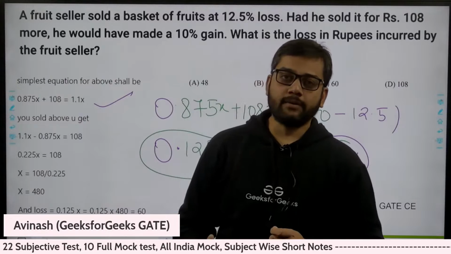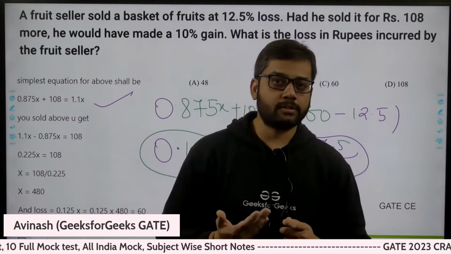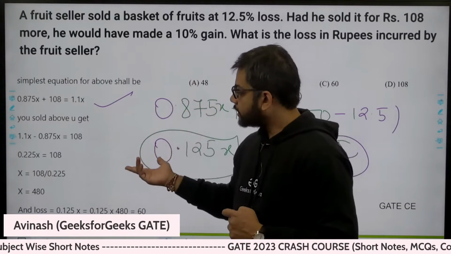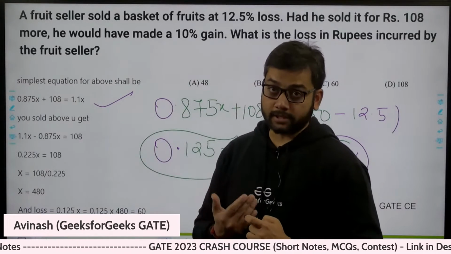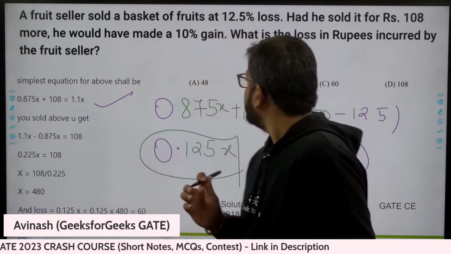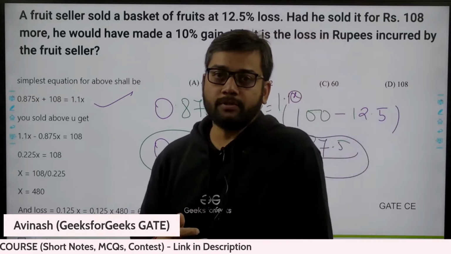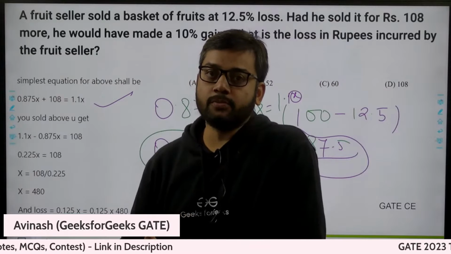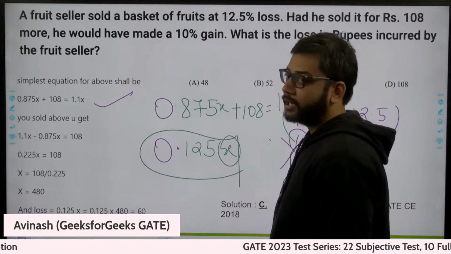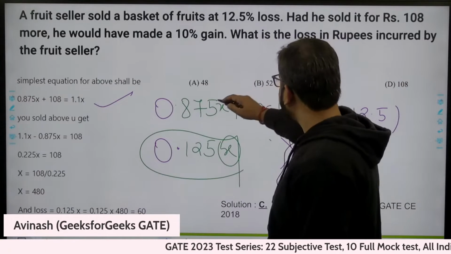From there I found out the cost price, or the value of the simple equation. Once we find out how much loss I was actually taking, so initially how much loss was there? 12.5% loss. So 12.5% means 0.125, and multiplied by x will give you the final value. Okay, C is the final answer, 60.